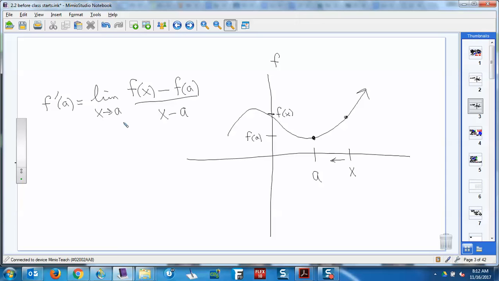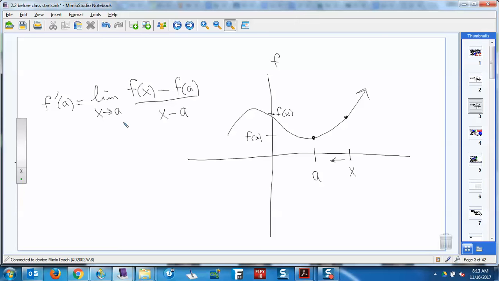Notice it's exactly the same picture. If I go back, you can hardly tell the difference between these two slides. They're almost exactly the same thing, right? All I've done is call my second point x instead of a plus h. So I said, okay, let's let the second point be x. First point is still a. I'm still trying to find the slope at a, okay? And all I did is call my second point x instead of a plus h.